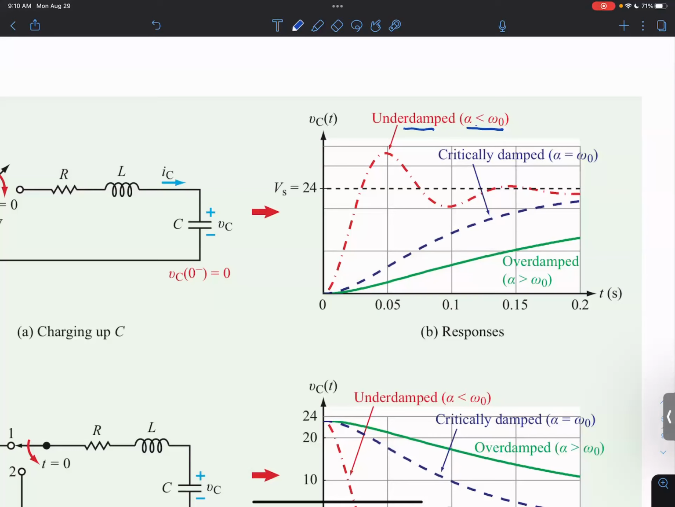So that's called underdamped. The other way it can move is critically damped, when alpha and omega are exactly the same. And that looks almost a little bit like an exponential.